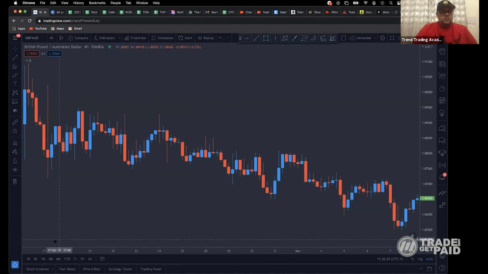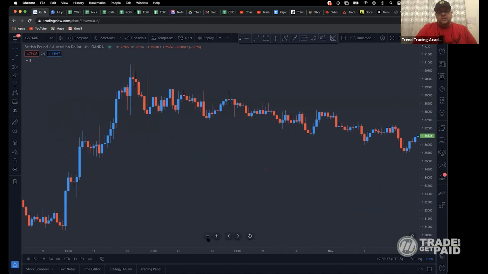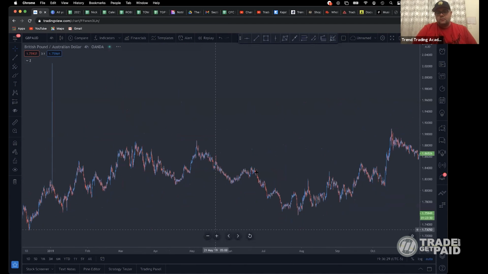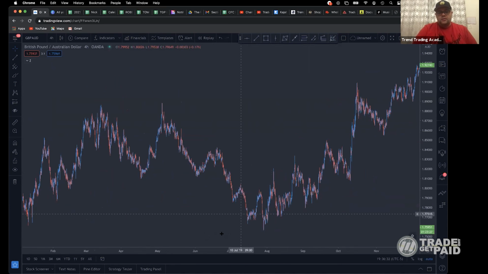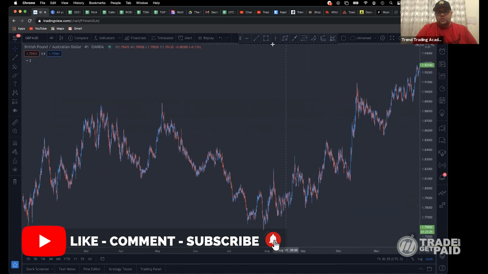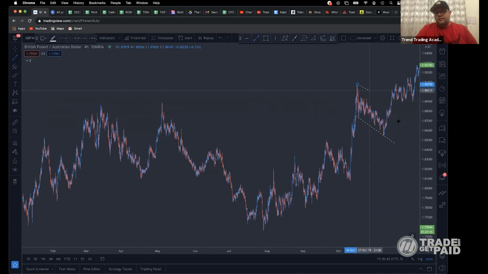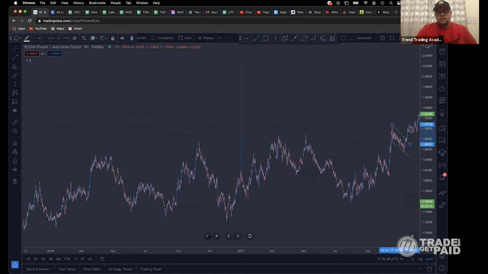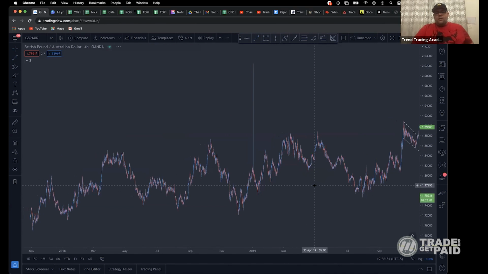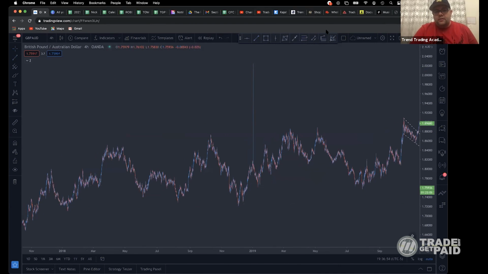However, watch this. As we start to zoom out a little bit, now look. Remember, this is what we were looking at just now. This is what we were just looking at right here, that little zone right there. So now look at it. Now we realize, wait a minute, that's not a downtrend. Now we realize that was actually just a pullback on a bigger uptrend.